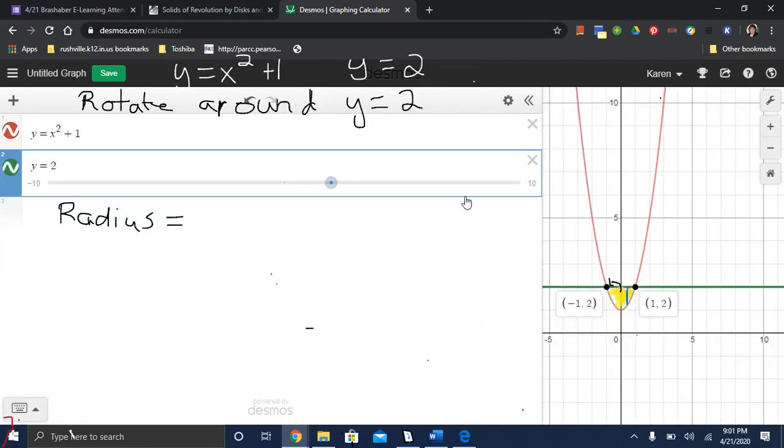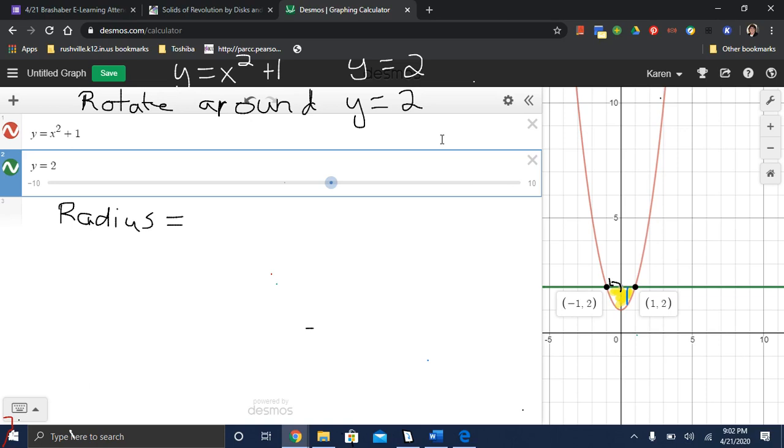All right, for our last example, we are going to be rotating a shape that is bounded by y equals x squared plus 1 and y equals 2. We're going to be rotating that around the horizontal line y equals 2. So because it's a horizontal rotation, we can leave everything in terms of y equals.